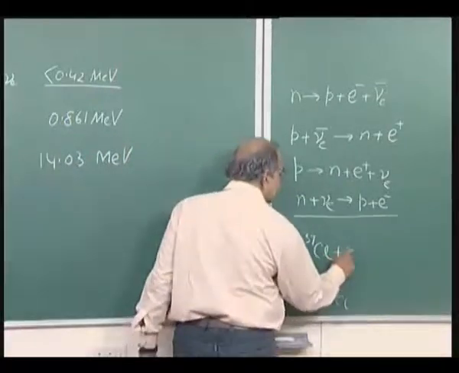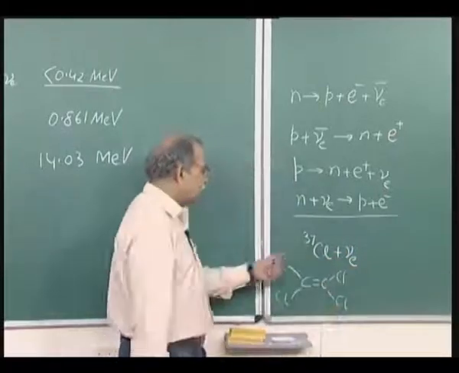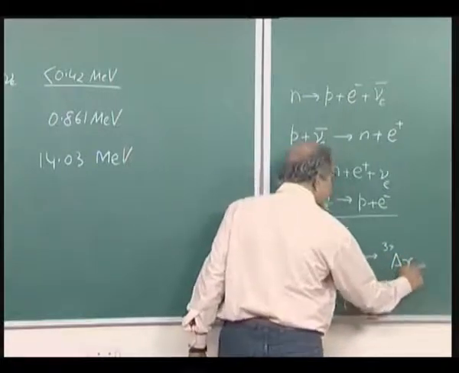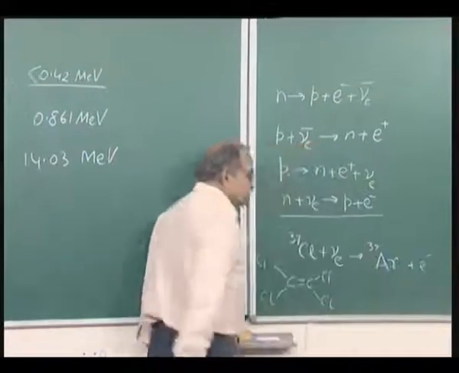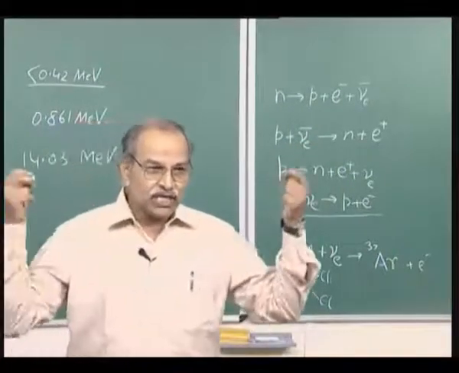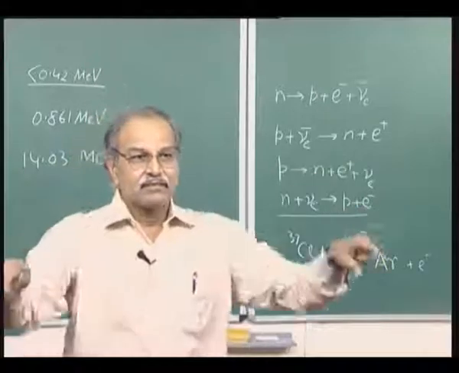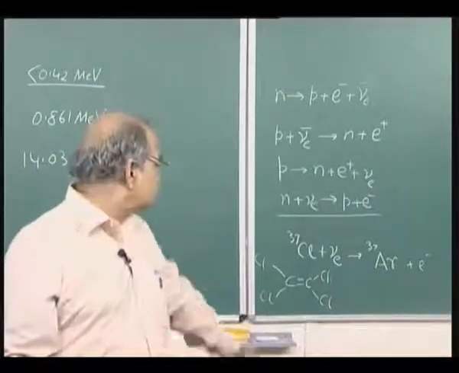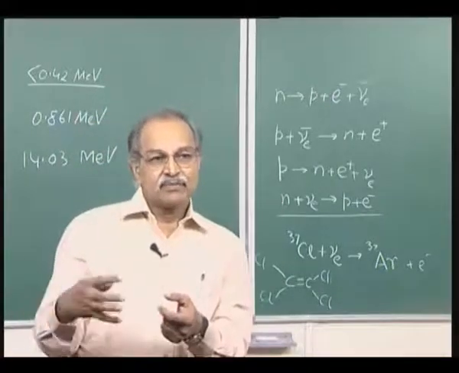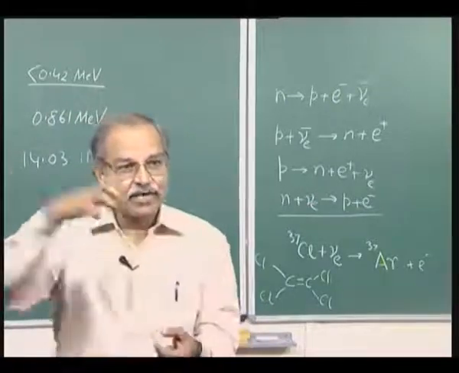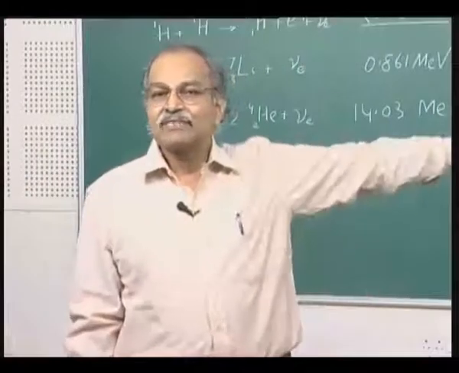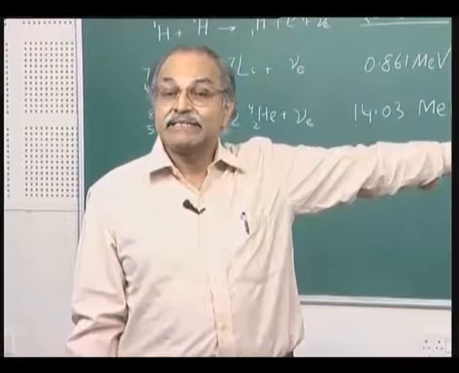So, this neutron will convert into proton. That will make argon-37 plus an electron and all that. So, the idea was to start with this cleaning fluid, C2Cl4, and then wait for some time, and after some time somehow try to separate argon from there and see if the argon is there. That will give the signal that yes, neutrino has been detected.